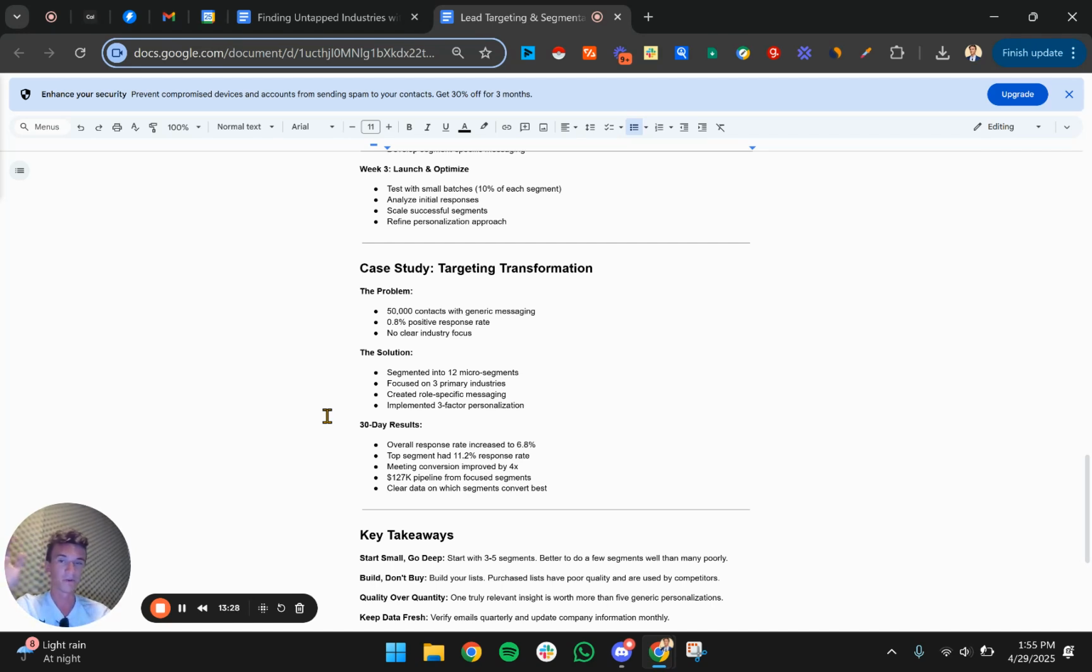So we came up with 12 different solutions that we thought might click for these audiences, and we focused on 3 primary sub industries from these 12 microsegments. And we created really role and person specific messaging after we implemented the 3 factors of personalization, right, within that campaign. And overall, like, it was night and day, right? The moment that we found exactly what clicked in that niche, then we saw reply rates as high as like 6.8% here. The top segment even had 11%.